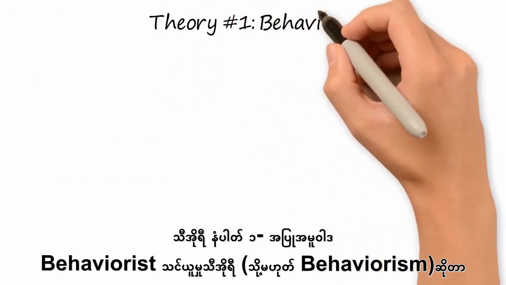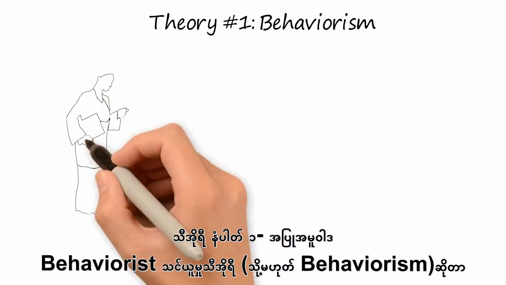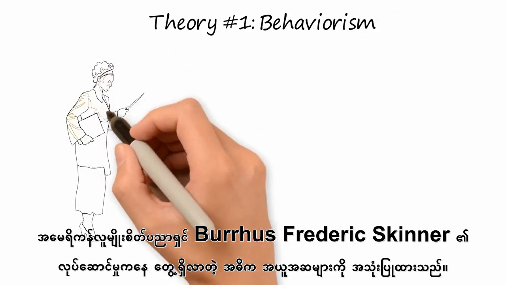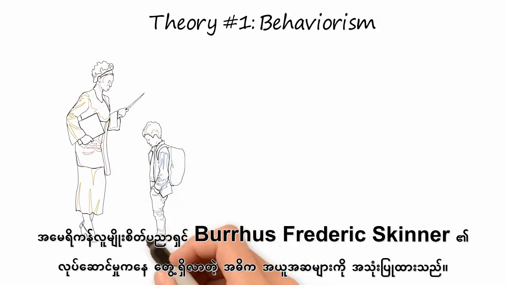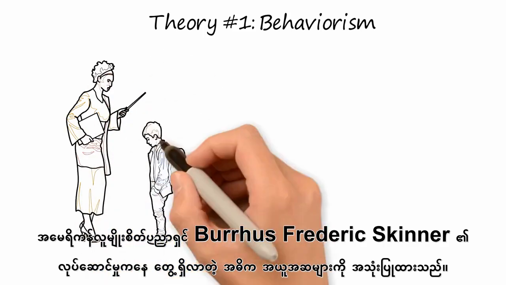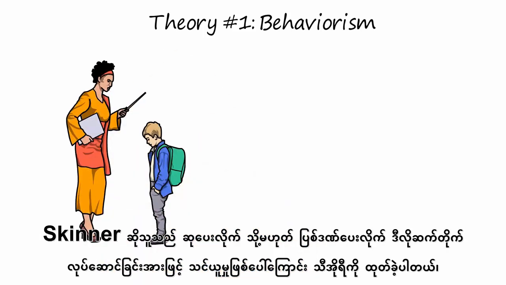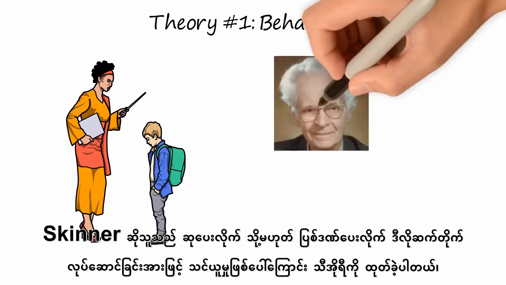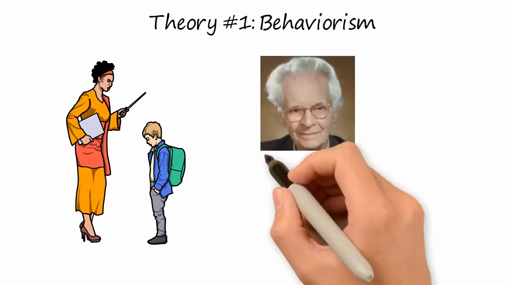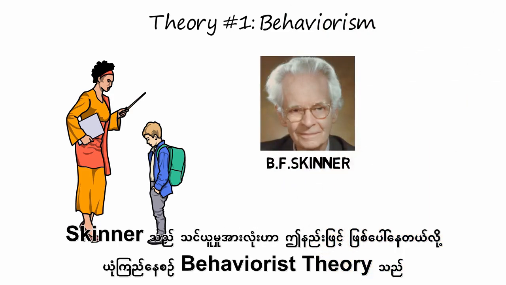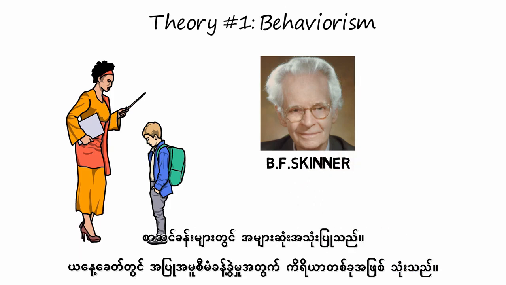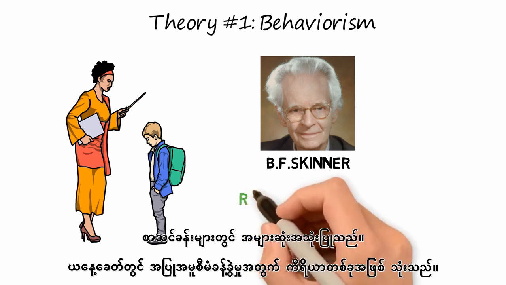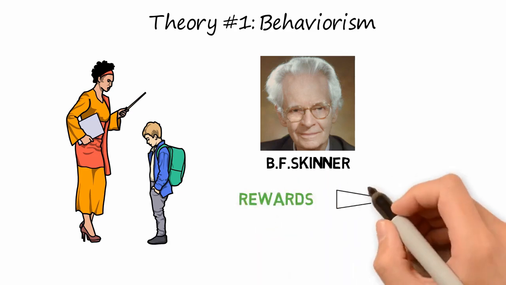Theory number 1. Behaviorism. Behaviorist learning theory, or behaviorism, utilizes key ideas from the work of Boris Frederick Skinner, an American psychologist, who theorized that learning occurs through a series of rewards or punishments. While Skinner believed that all learning could occur this way, the behaviorist theory is most commonly utilized in classrooms today as a tool for behavior management.